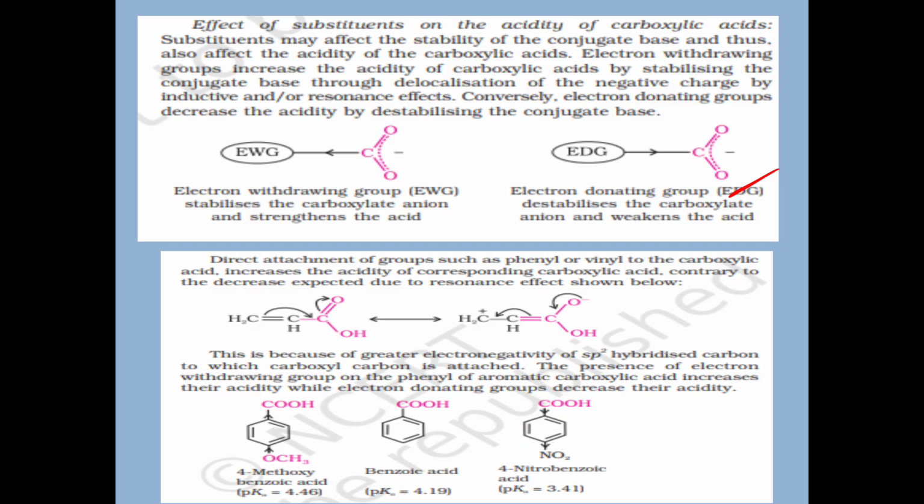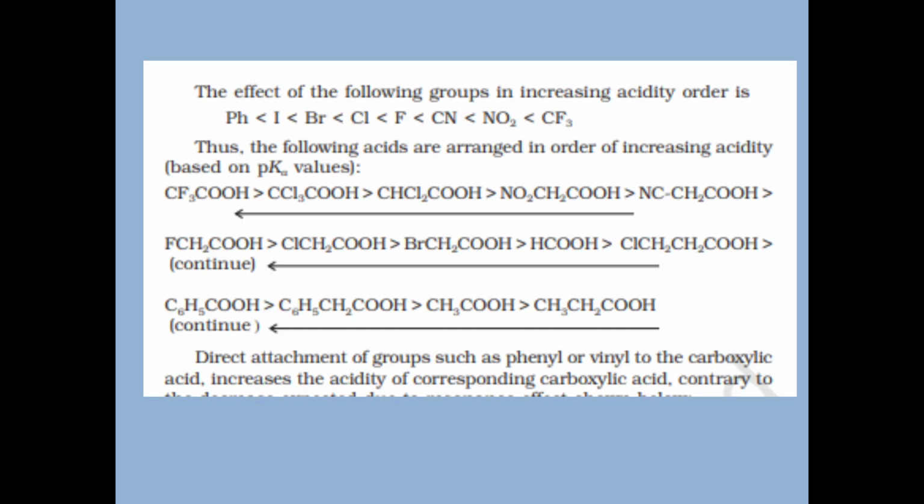So 4-nitrobenzoic acid has much higher acidity than benzoic acid, then 4-methoxybenzoic acid. The pKa value shows it. The pKa value is 3.41 for 4-nitrobenzoic acid, 4.19 for benzoic acid and 4.46 for 4-methoxybenzoic acid.